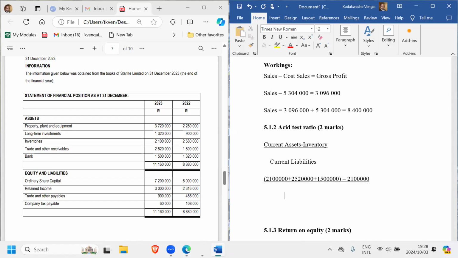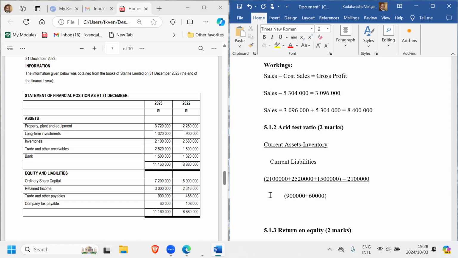So what are your current liabilities? Again, if you check over there, you can see the little trick that he did. He did not separate for you. So which means you need to separate for yourself what are your current liabilities. Ordinary share capital, that's not a current liability, that's equity. Retained income, that's not a current liability, that's equity. Trade and other payables, that's part of current liabilities. Company tax payable, that's part of current liabilities. So, which means your current liabilities are going to be 900,000 plus 60,000.